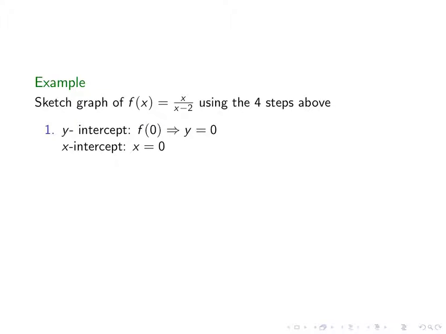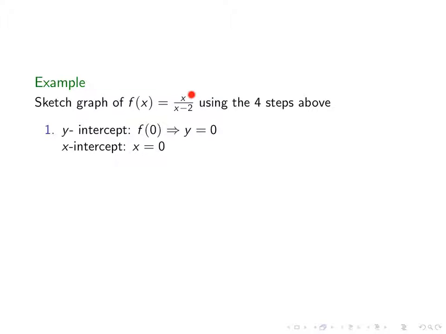Here's the first example. Let's sketch the graph of f of x equals x over x minus 2 using the method above. First, notice that the y-intercept is f of 0, and that is 0 over something, and that gives you y equals 0. The x-intercept is gotten by setting y equal to 0, and that gives you that the numerator is 0, namely x is equal to 0.